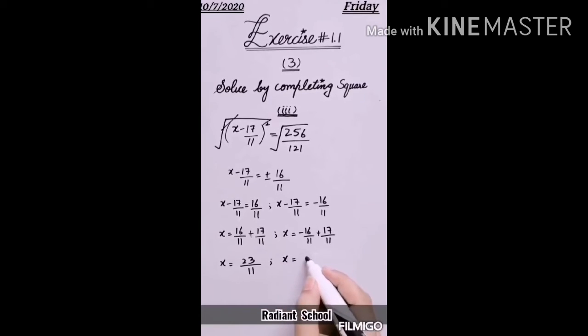X is equal to 1 by 11. Sorry, it is 33 over 11, and after cancellation it will be 3. 17 minus 16, 1 by 11. So your solution set is 3 and 1 by 11. This is your solution set.